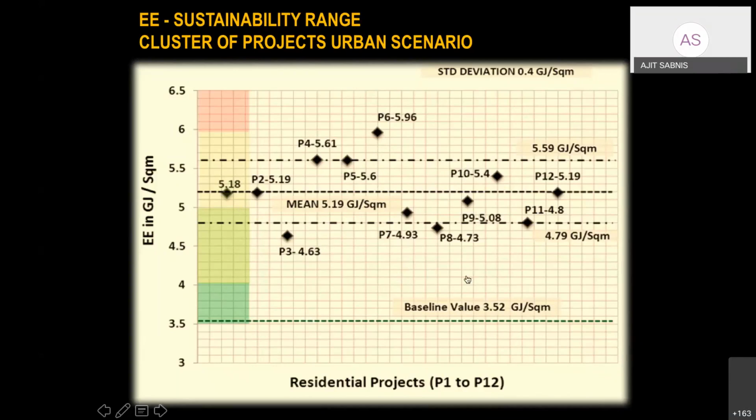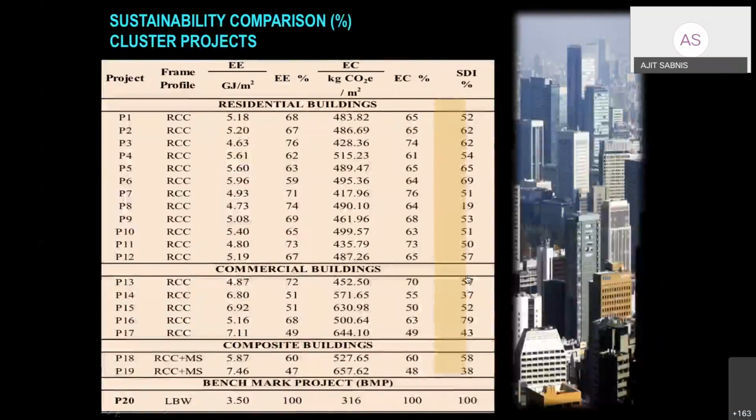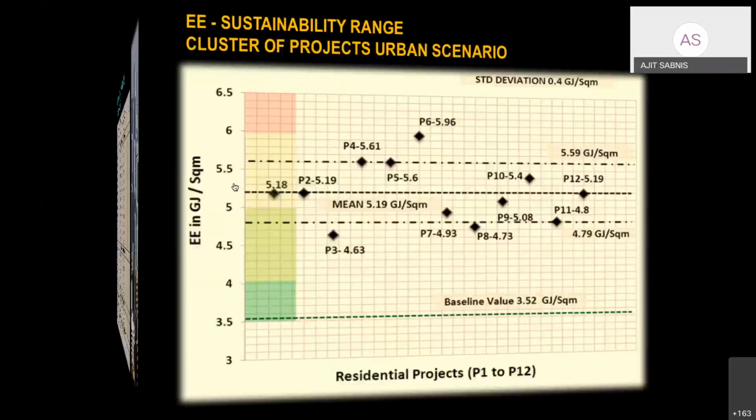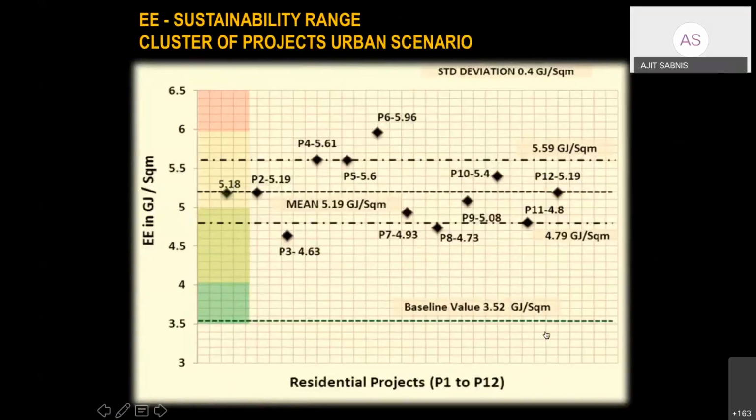What we see here are the project values. For example, P6 has the highest embodied energy. This is what we saw in the table. P6 has a maximum embodied energy of 5.96. Suppose we see under what classification P6 comes. P6, with 5.96 embodied energy, just falls in the border region of the non-sustainable and least sustainable line.